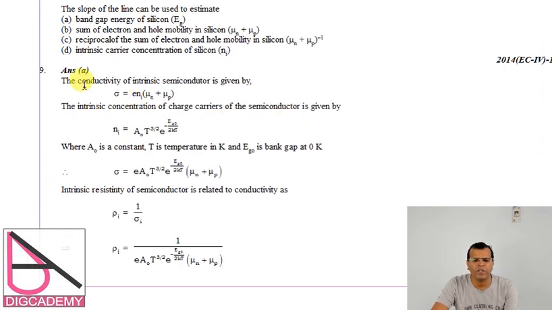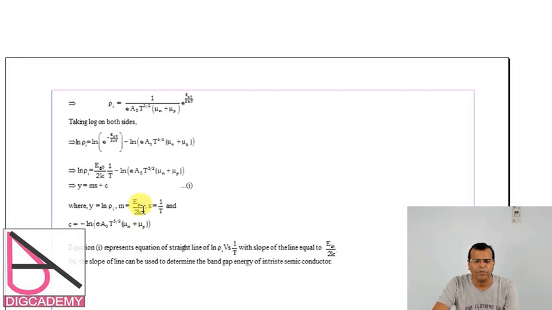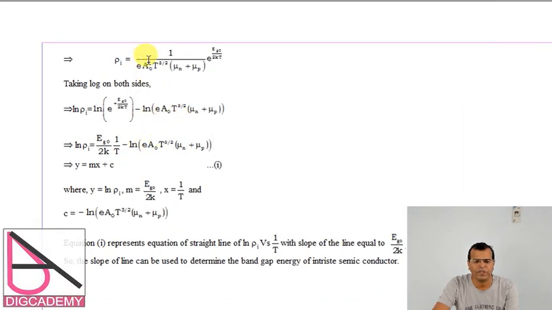So we know the conductivity of an intrinsic semiconductor, that is this. The intrinsic concentration we know, the formula we have seen, where A naught is a constant, T is temperature in Kelvin, and Eg naught is the band gap at 0 K. By putting this ni in this equation, we get this relationship, and we know intrinsic resistivity is 1/sigma I, so rho I is this much. Now putting that relationship here and taking natural log on both sides, we get ln rho I equal to this. Finally, this is e raised to the power Eg naught divided by 2kT.